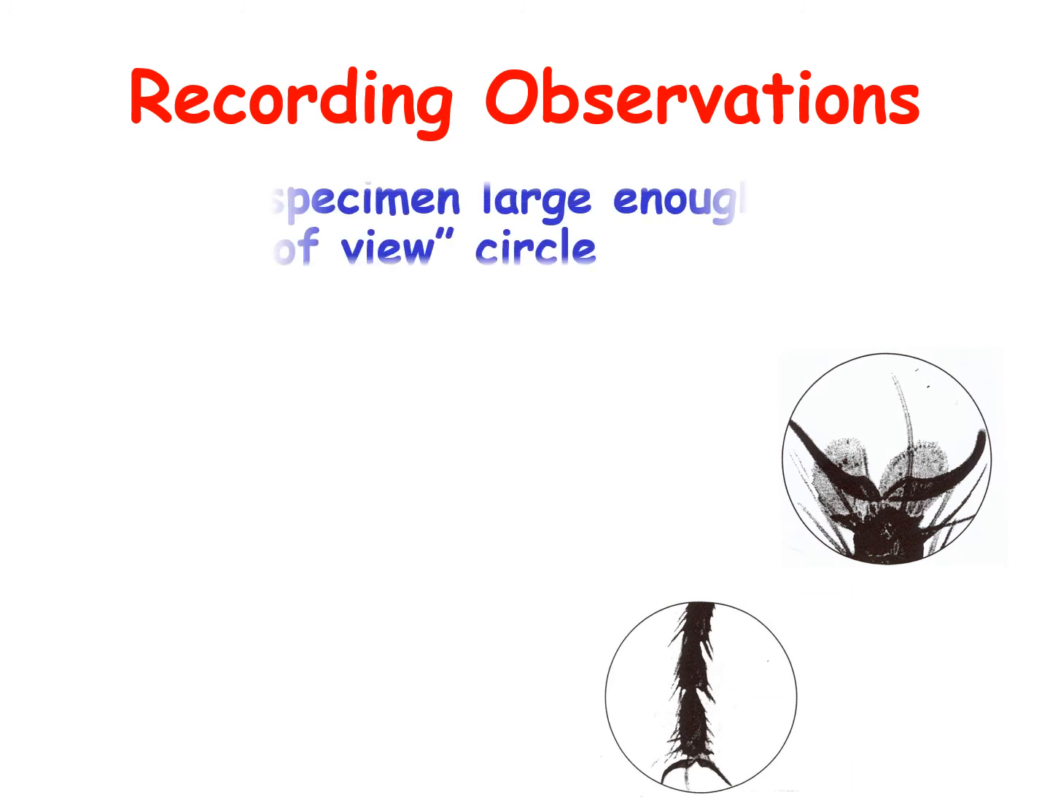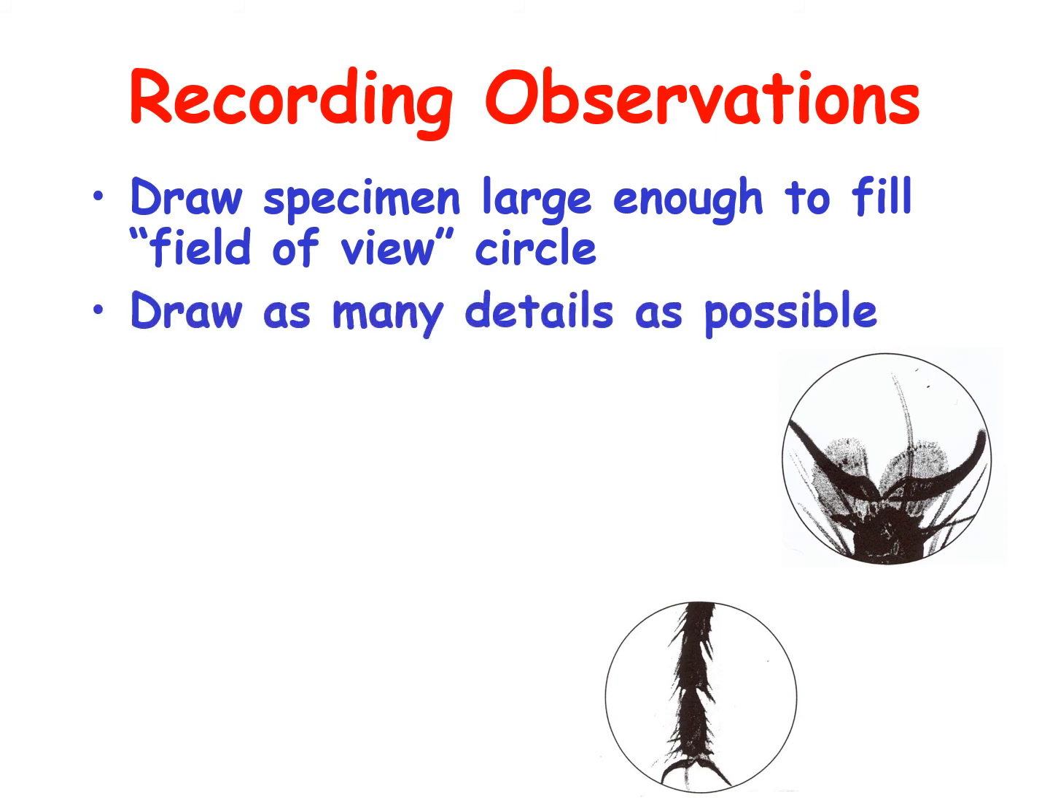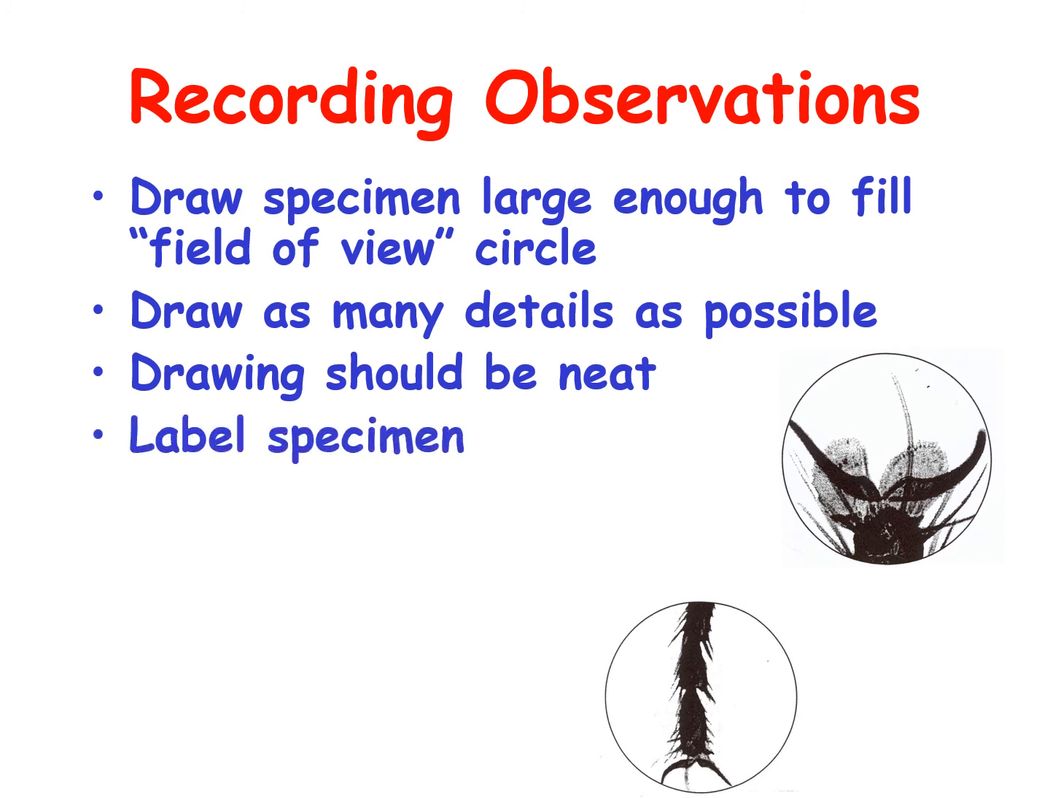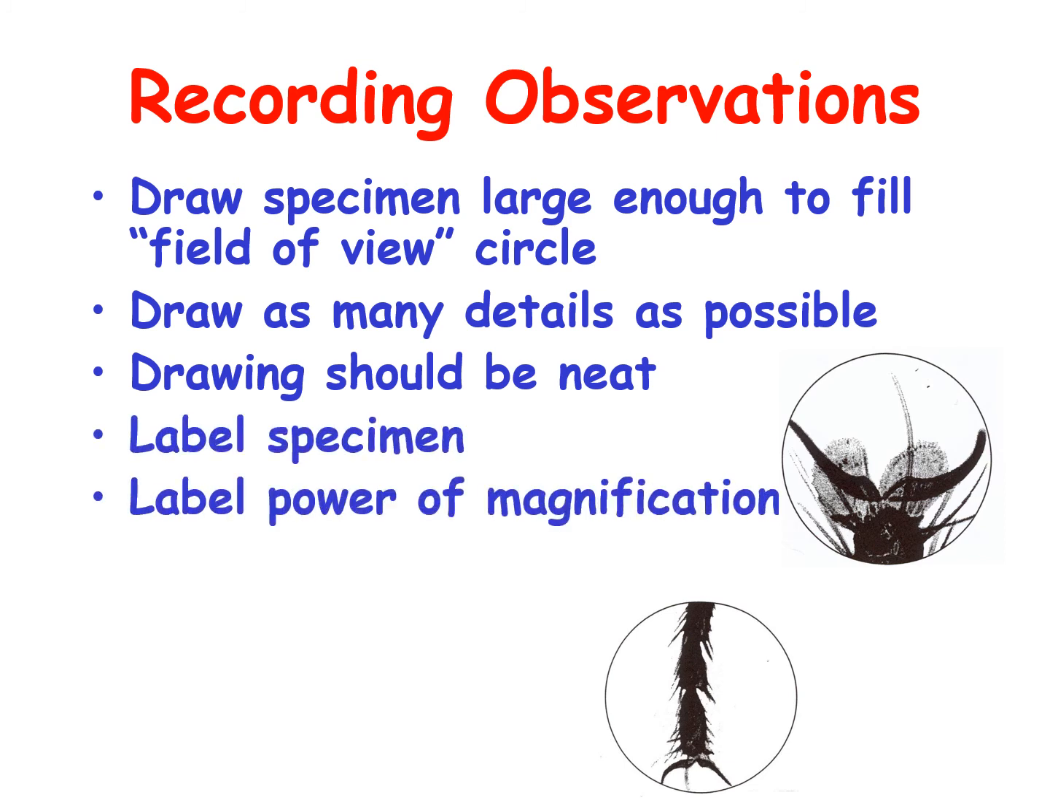Recording observations. Draw a specimen large enough to fill the field of view or circle. Draw as many details as possible. Drawing should be neat. Label specimen. Label power of magnification. Name and date on the paper.